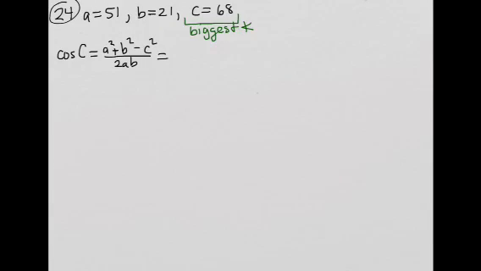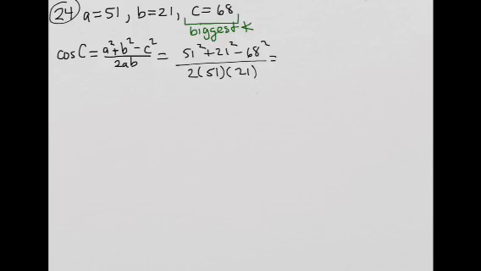So remember, when they give you side, side, side, again, you have no opposite, so you have to use the law of cosines. You look for the longest side because that's going to give you the biggest angle. In this case, it's side C, 68, that's the longest side. So I've set up the equation: 51 squared plus 21 squared minus 68 squared, all over 2 times 51 times 21.